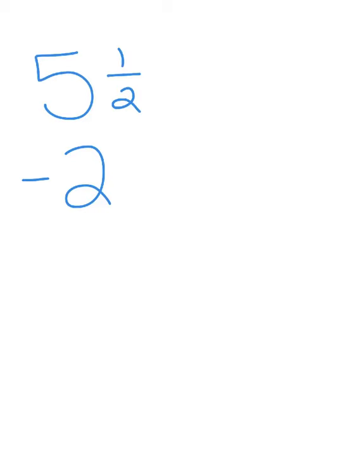Let's say we have 5 1/2 minus 2 2/3. Well, this problem actually presents two difficulties because 1/2 and 2/3 have different denominators. So the first thing we're going to want to do is rewrite these fractions so they have common denominators. A common denominator for halves and thirds would be sixths.